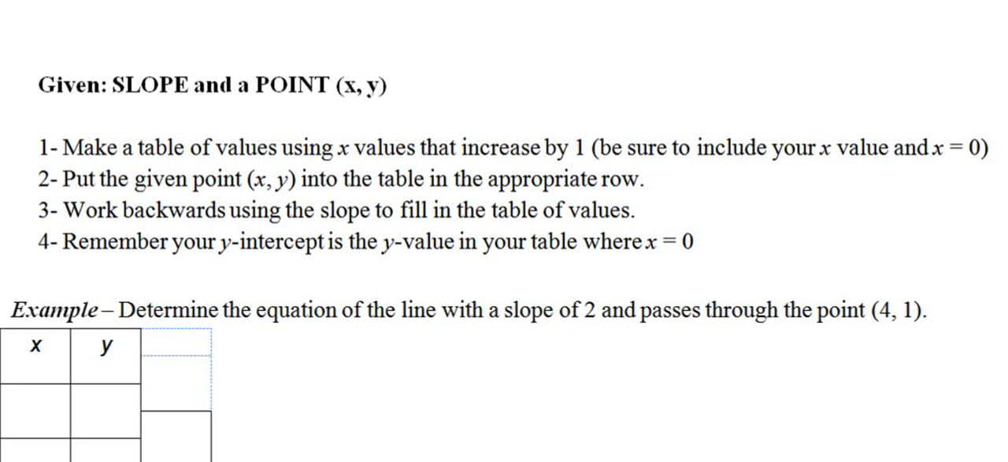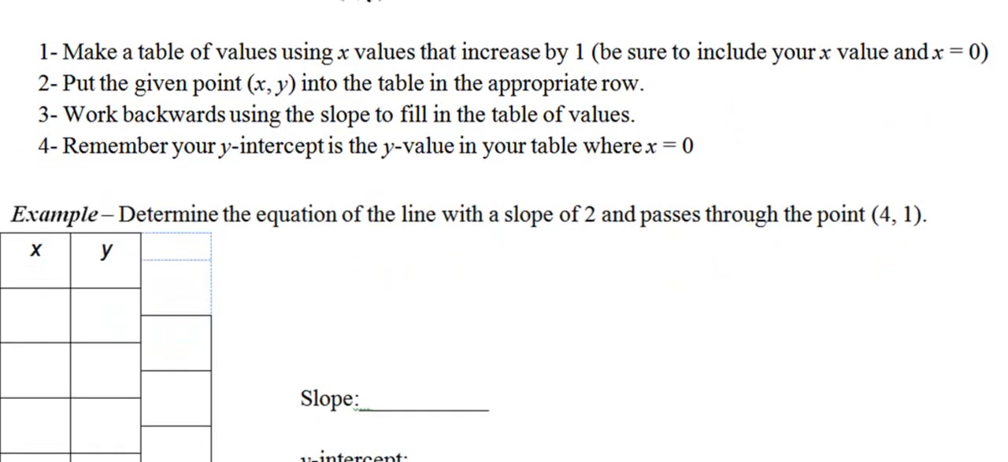So in this instance, you are going to be given a slope and a point. So let's look at this example. Let's read through what this says. These are the little hints here for you to tell you what to do. So if you're given a slope and a point, you're going to make a table of values using x values that increase by 1. You're going to put the given point x, y into the table of values in the appropriate row, and you are going to work backwards using the slope to fill in the table of values. And remember, your y-intercept is the y value in your table where x equals 0.